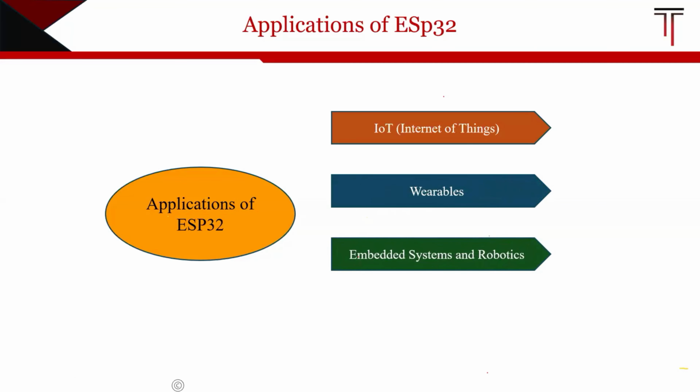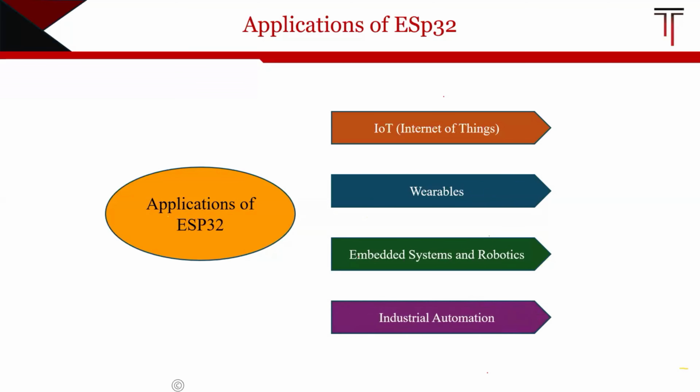And another one is embedded systems and robotics. This ESP32 has a high number of GPIO pins, along with PWM and I2C support. So this makes it suitable for controlling motors, sensors and other components, which is more suitable for robotic projects also. And we have the final and one of the most important applications, that is industrial automation. The ESP32 can be used in industrial IoT applications for monitoring and controlling machinery, collecting sensor data and optimizing production processes.